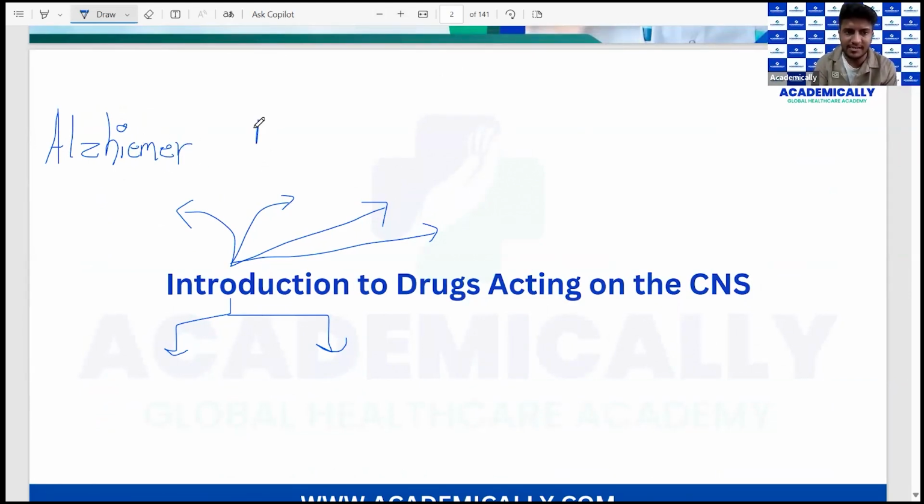The second is Parkinson's disease, a disease characterized by rigidity, tremor, and bradykinesia. The third is depression, a disease whereby there is a mood imbalance. The next is epilepsy, a disease characterized by continuous firing of neurons.